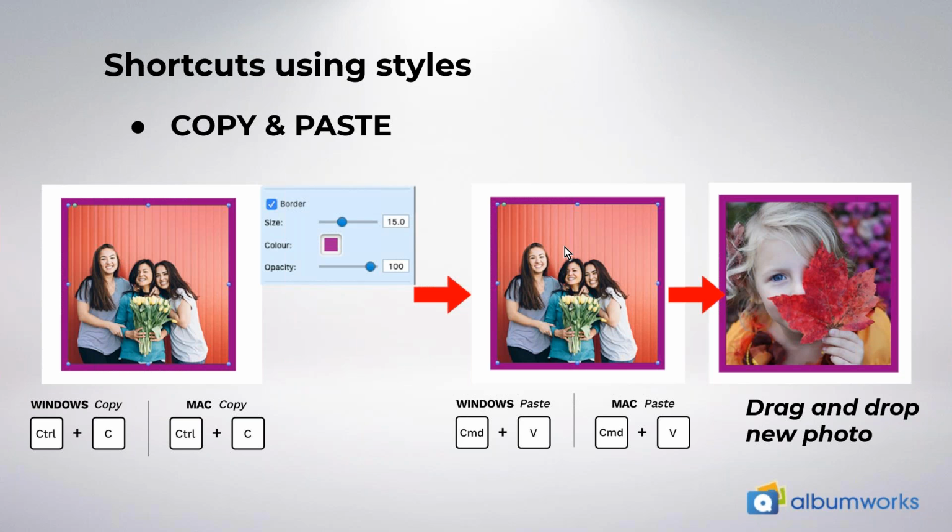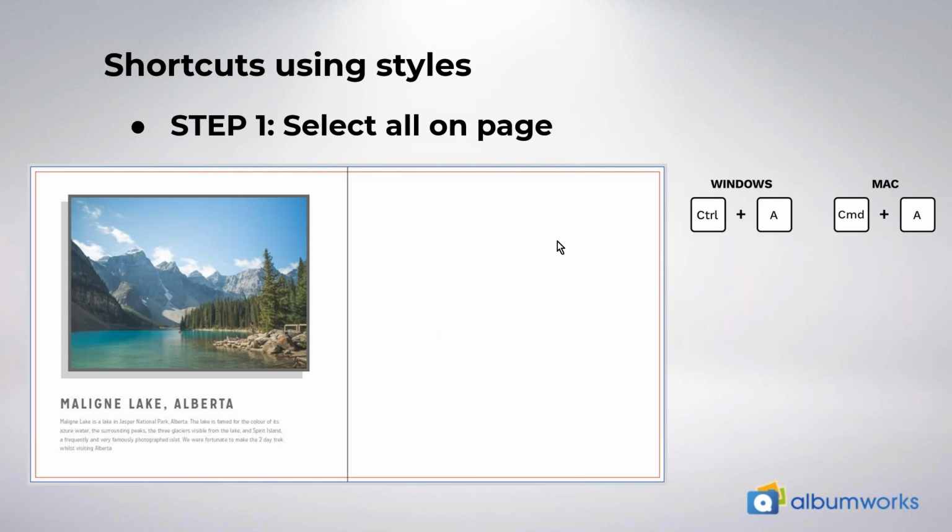So let's have a look at how we can do this in an entire page. You can see here on the left page that I have a photo with a border and a drop shadow. And below I have a heading and some text. I've decided that I want to keep this same style and apply it to the next page. Instead of dragging an image onto the page and then applying the border and the drop shadow again and adding the text box, all of those things, I'm going to select everything on the page, which you can achieve by using the keyboard shortcut Control-A, or Command-A on a Mac.